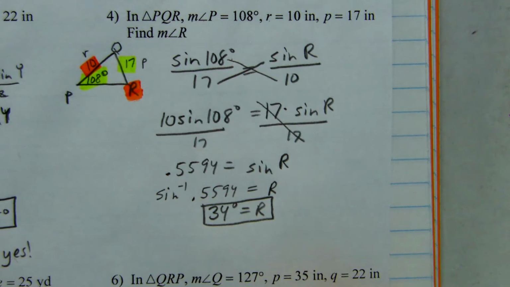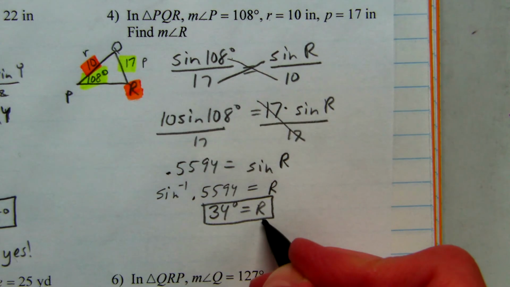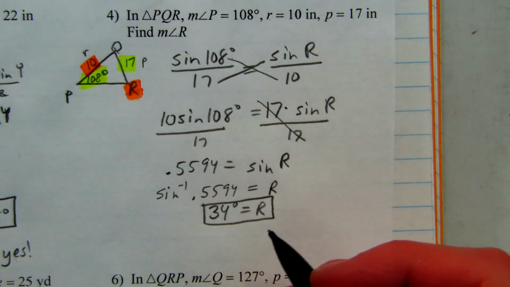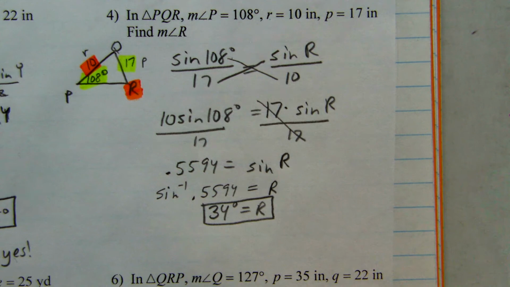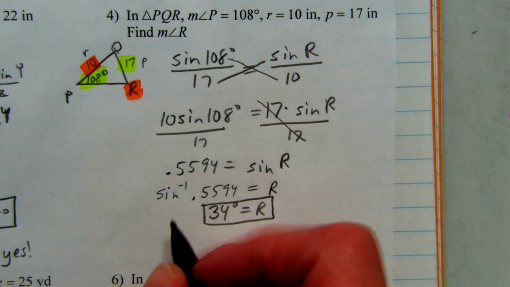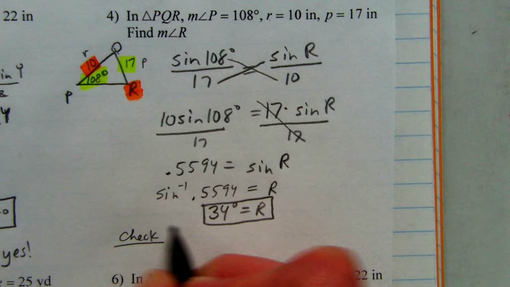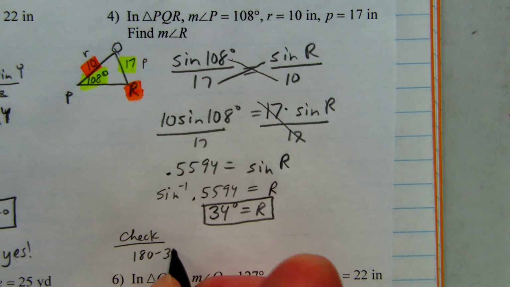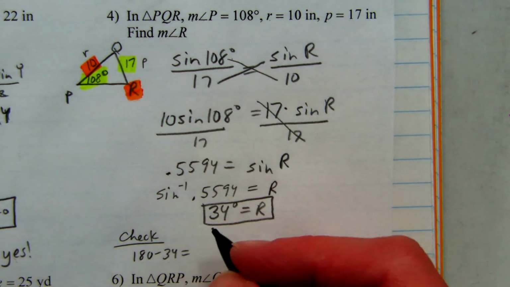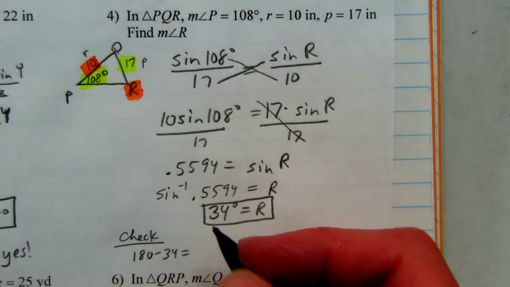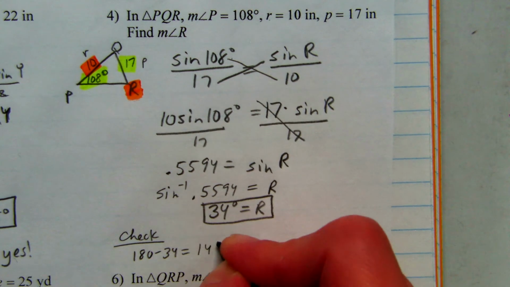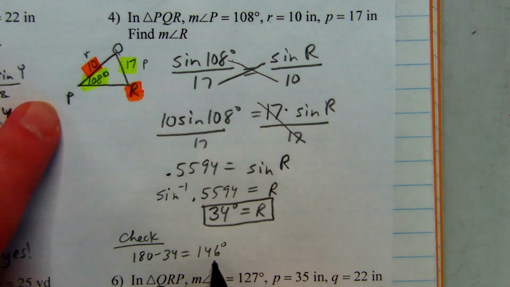And then how do we check for a second possible angle R? Go ahead. 180 minus 34. So we're checking for the second one. 180 minus 34 is 146, and we need to see if that's going to work with 108.